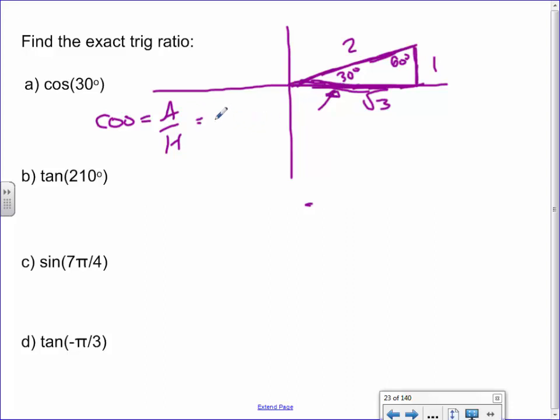Root 3. So the adjacent side is the root 3. Which side is the hypotenuse? 2. Well, now what I've done is I have an exact value answer. And that's kind of the whole goal of trigonometry. From grades 1 to 10, we're totally cool if you round. Grades 11 and 12, stop rounding.